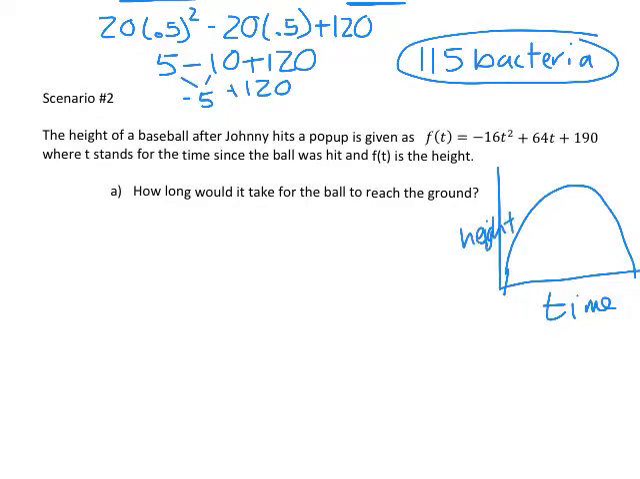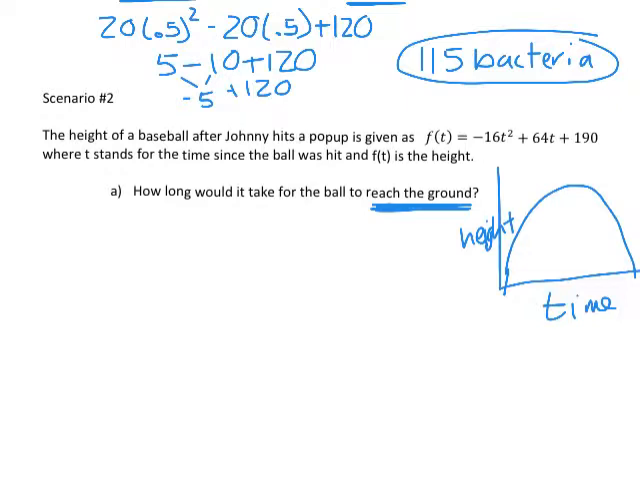Okay, so my x value is time, my y value is height. All right, now it says on A, how long would it take for the ball to reach the ground? So hopefully you realize that that is a much different question than what the first scenario was asking us. The first scenario was asking us at the highest point of the baseball. Okay, but that's not what it's asking here. It's asking about the ground.